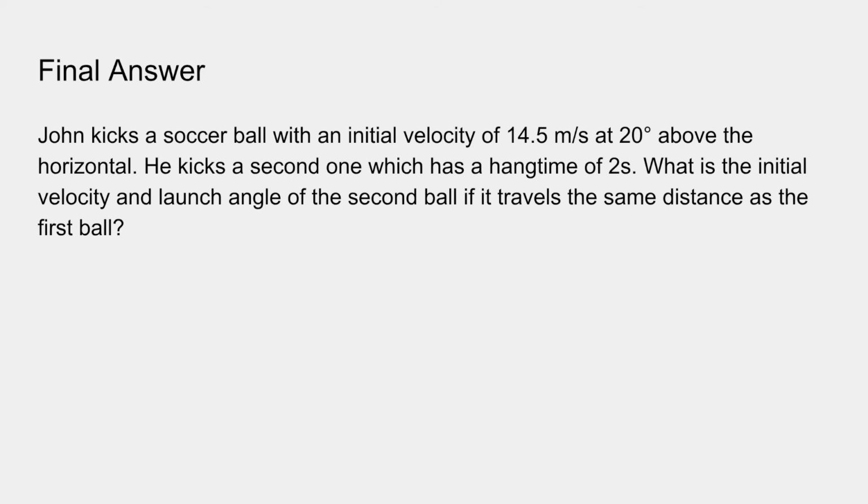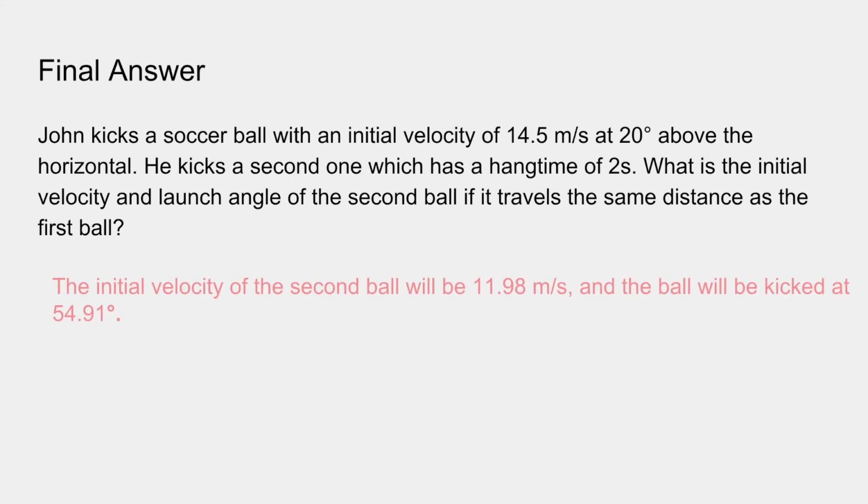So that leaves our final answer being that John kicks the second soccer ball with an initial velocity of 11.98 meters per second and with a launch angle of 54.91 degrees. And that is the end of this problem.